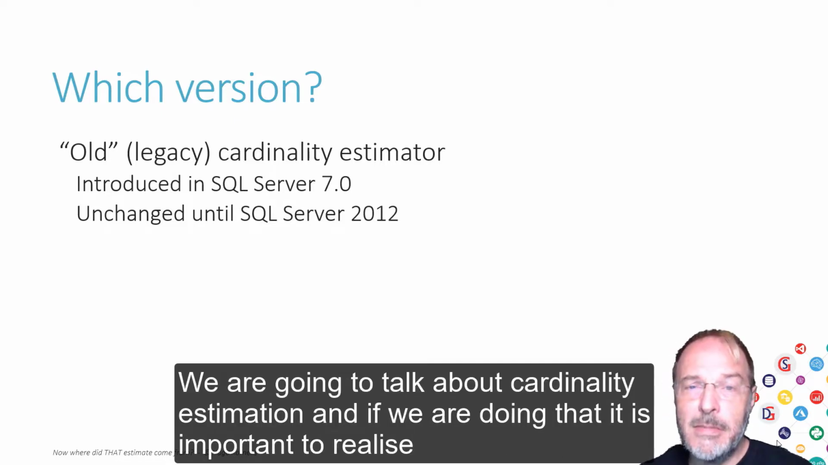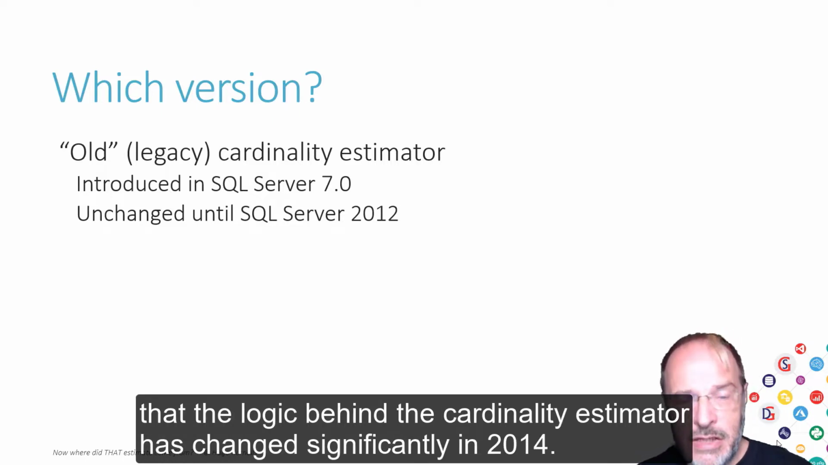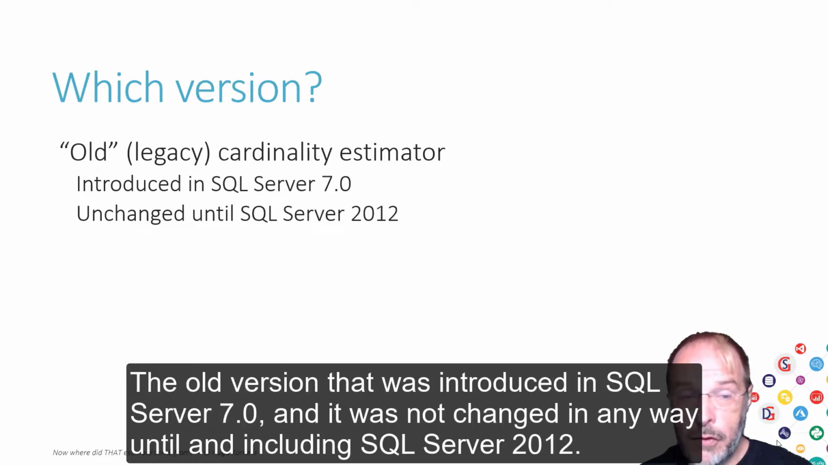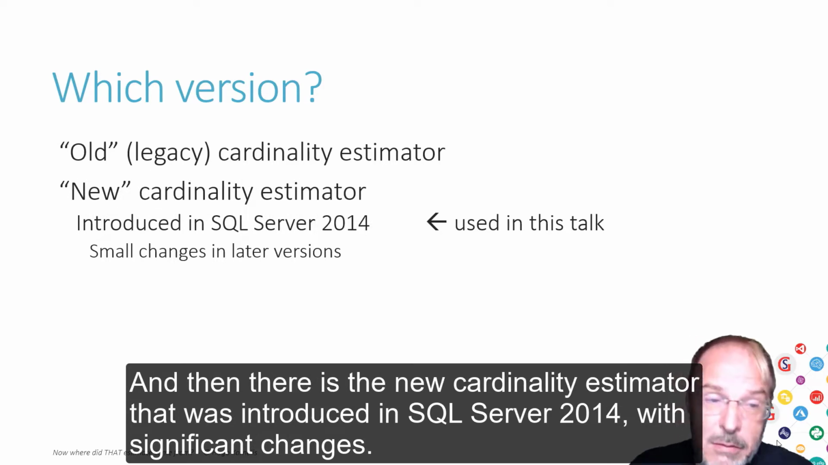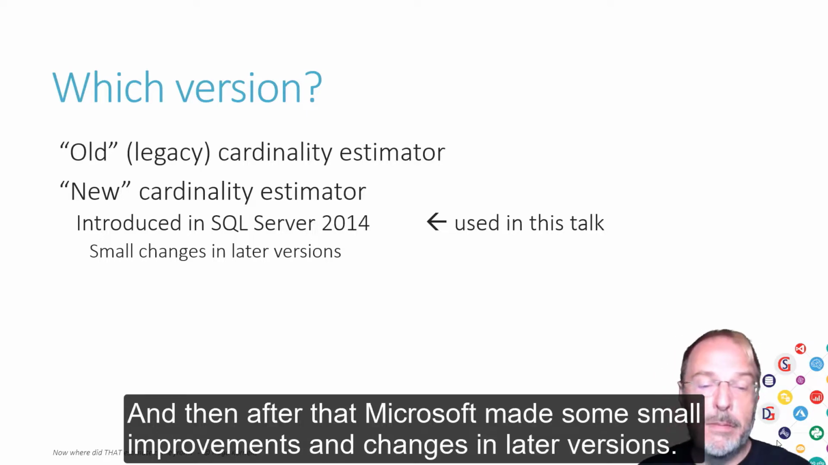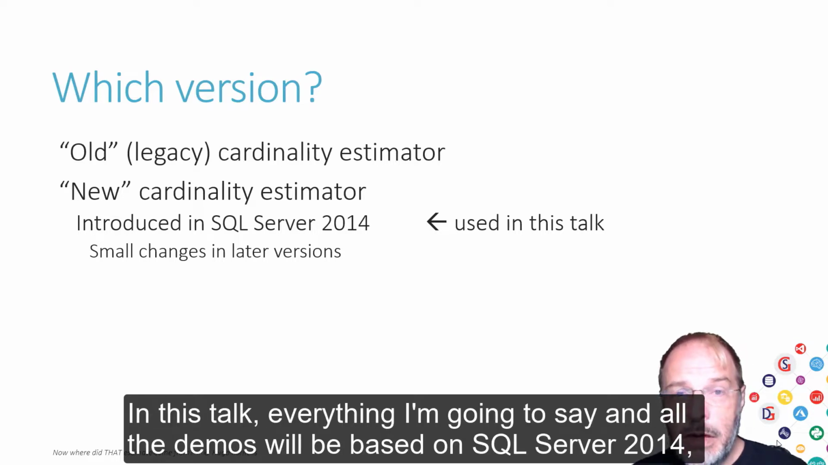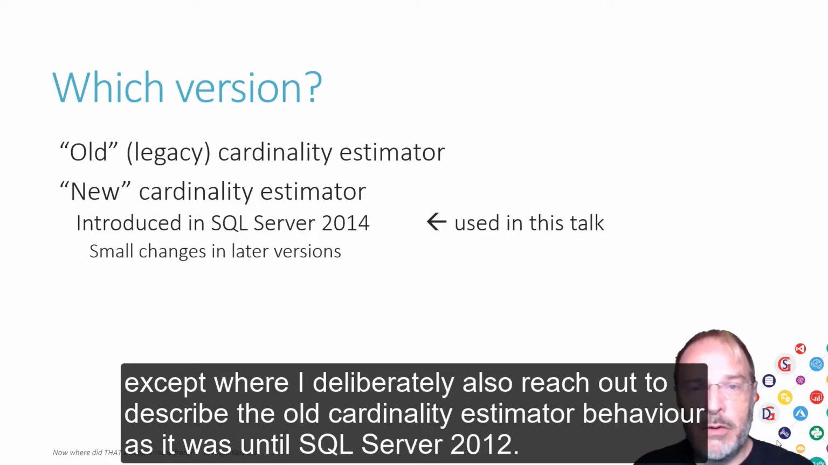We are going to talk about cardinality estimation, and if we are doing that, it is important to realize that the logic behind the cardinality estimator has changed significantly in 2014. So we have two versions of the cardinality estimator. The old version that was introduced in SQL Server 7.0 and was not changed in any way until and including SQL Server 2012. And then there is the new cardinality estimator that was introduced in SQL Server 2014 with significant changes. And then after that, Microsoft made some small improvements and changes in later versions. In this talk, everything I'm going to say and all the demos will be based on SQL Server 2014, except where I deliberately also reach out to describe the old cardinality estimator behavior as it was until SQL Server 2012.